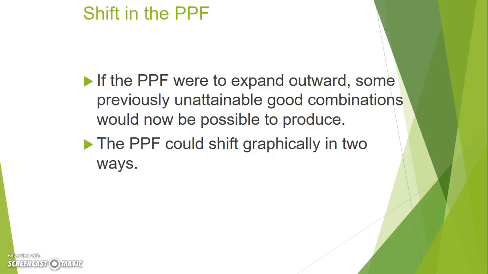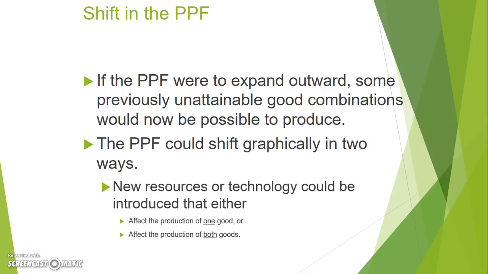Now, what are some things that can help us change our PPF? You can imagine that a society would not be satisfied sticking with the same production possibilities. We'd like to be able to push that frontier and be able to produce even more stuff. That's possible if we have increases in resources or technology. Those new resources or technology can either affect the production of one good or affect the production of both goods.